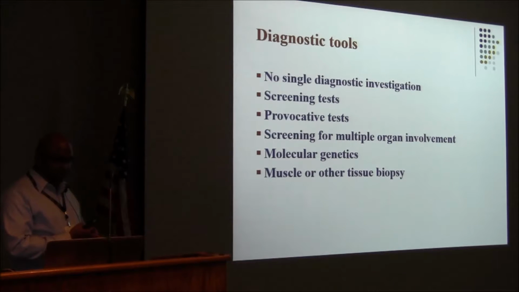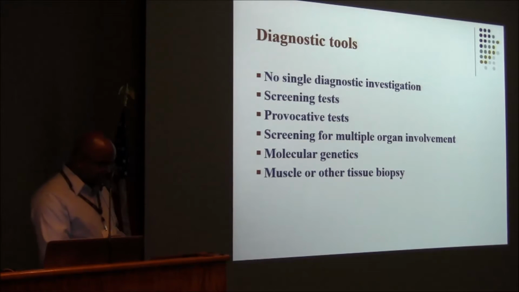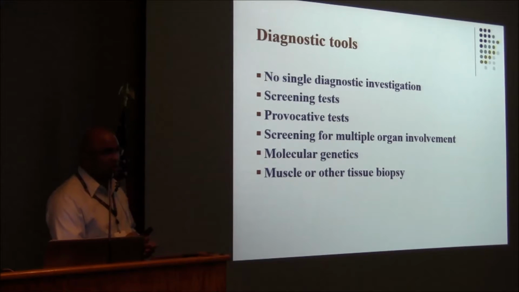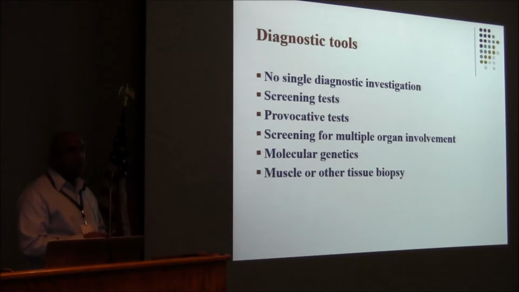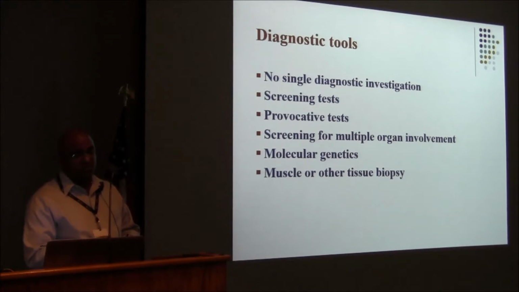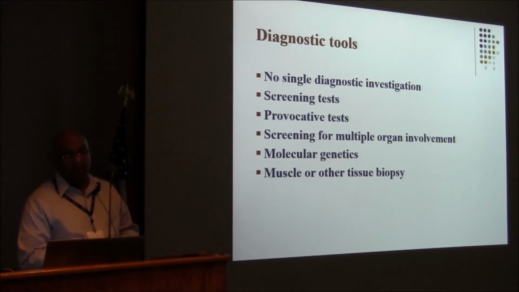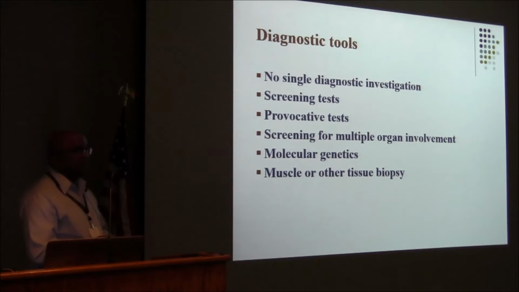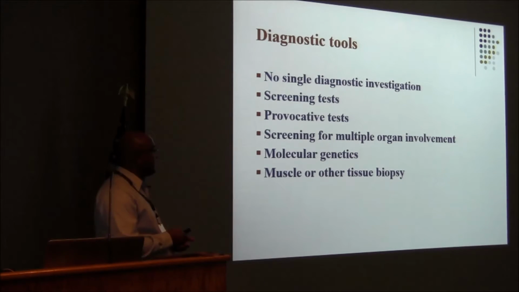So what are the diagnostic tools we have? So far, there isn't a single silver bullet kind of test that is available to diagnose mitochondrial disorders. It's always going to be a bunch of tests. There are some screening tests, and usually you screen for multiple organs, and historically most people depended on muscle biopsy for any kind of testing.